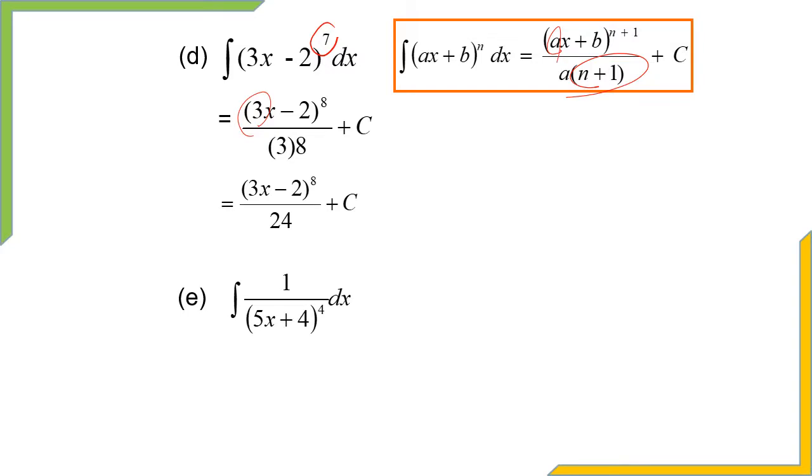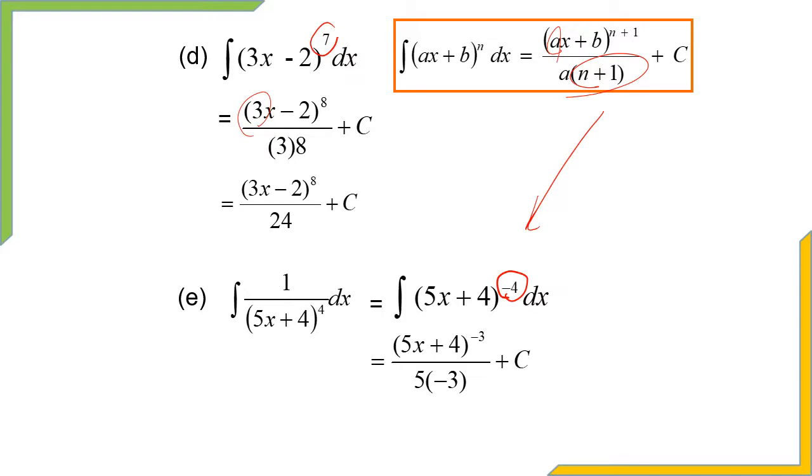For question E, we have the integral of 1 over 5x plus 4 all to the power of 4 with respect to x. We don't have any formula for this one, but we can apply the rule of indices, which is this will be 5x plus 4 all to the power of negative 4. So apply the same formula here because it's linear inside the bracket. So it will be 5x plus 4 to the power of negative 4 plus 1, which is negative 3, and also divide by negative 3, and also multiply by the coefficient of x, which is 5, and then plus c.